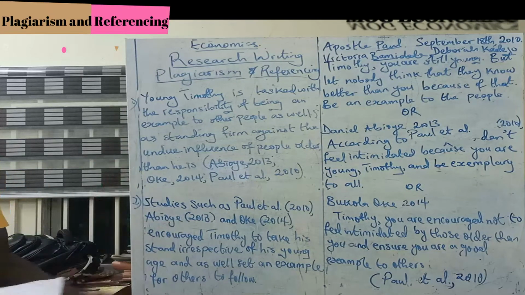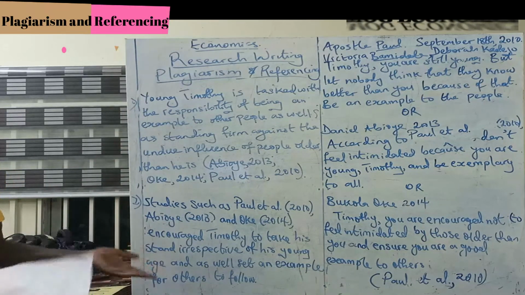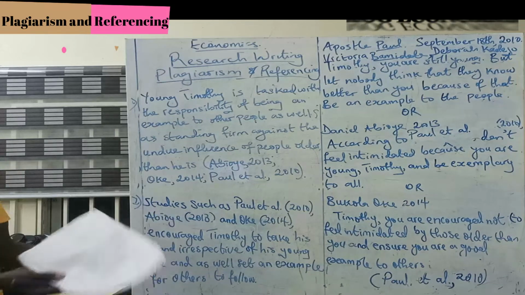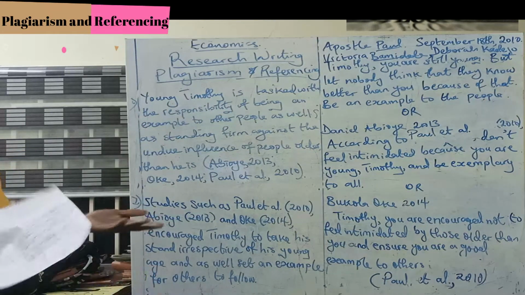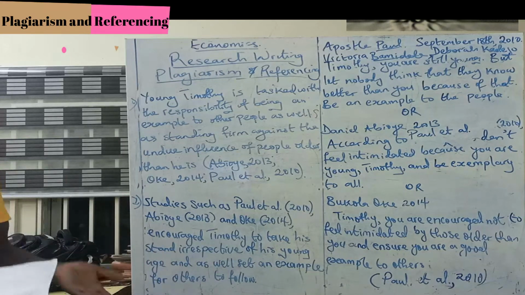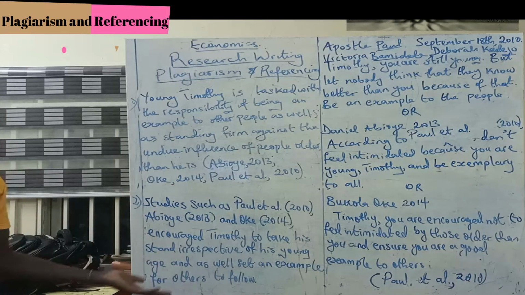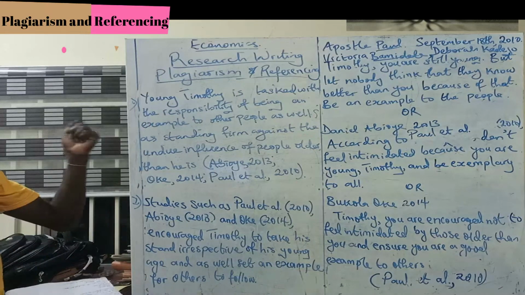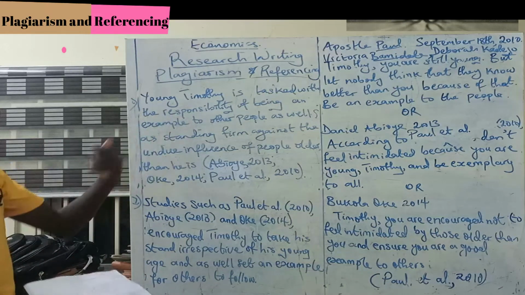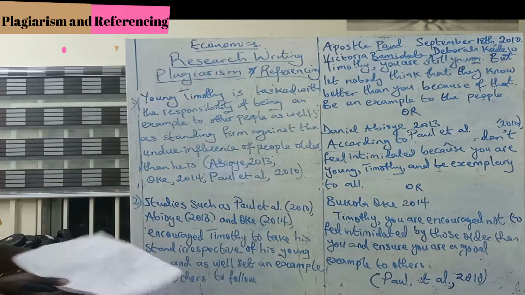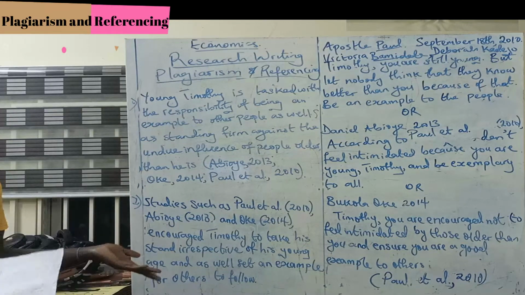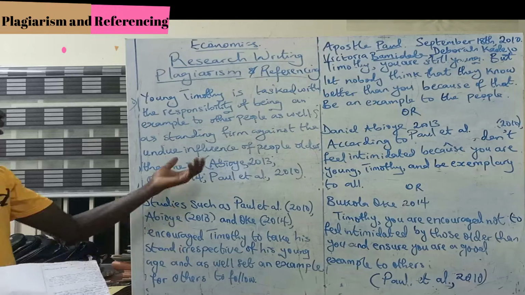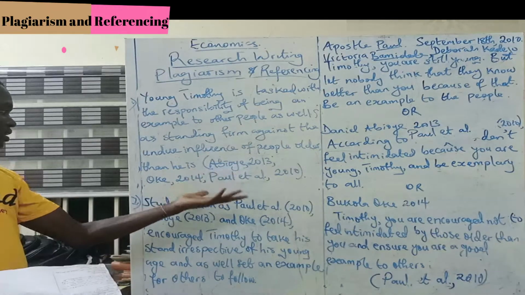So young Timothy is tasked with the responsibility of being an example to other people, as well as standing firm. That was why the warning was there: you are young, but let nobody think that they know better than you. As a result, he is tasked with being an example to other people, as well as standing firm against the undue influence of people older than he is. Simple.